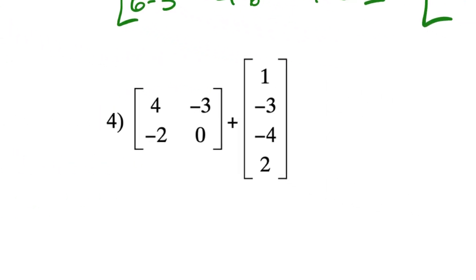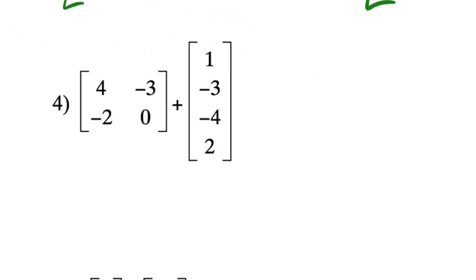Let's see the next one. So number 4, again, let's start by setting the dimension. So this is 2 by 2. This is a 4 by 1. So again, it has 1, 2, 3, 4, and just one column. So in this case, because my dimensions are not the same, that means that this is undefined.